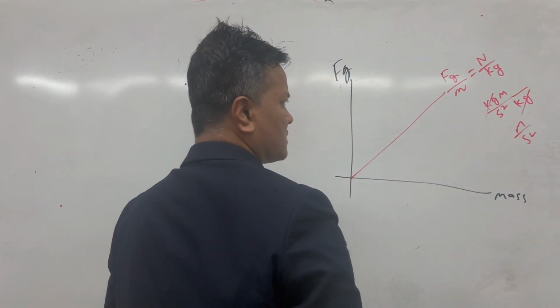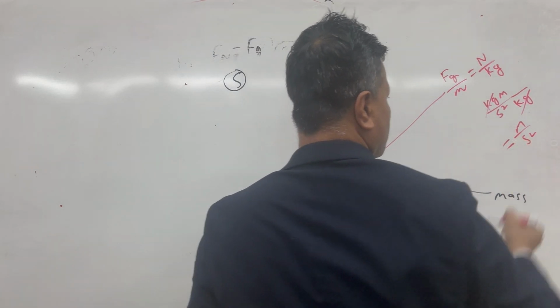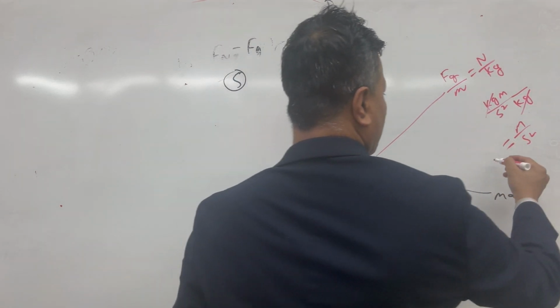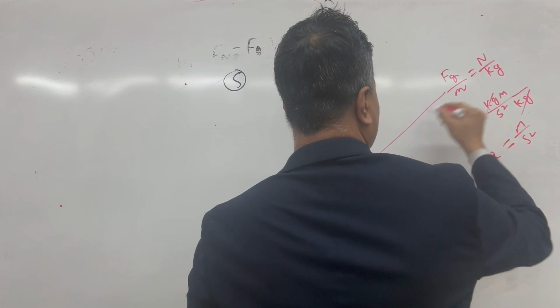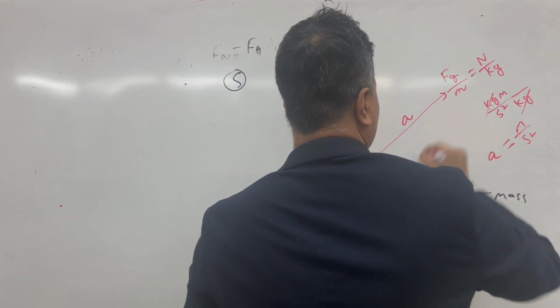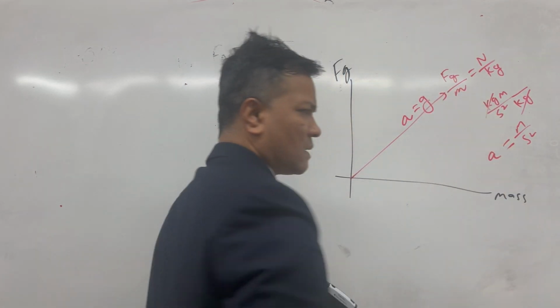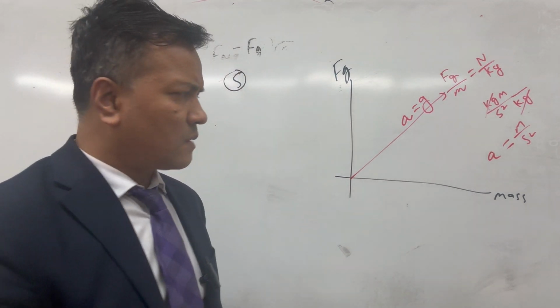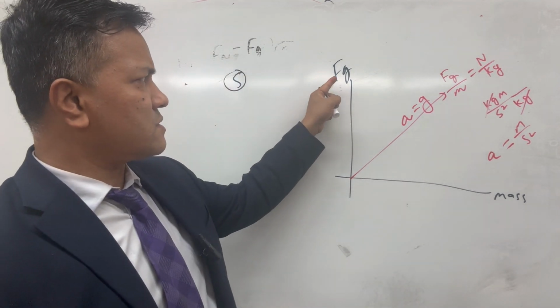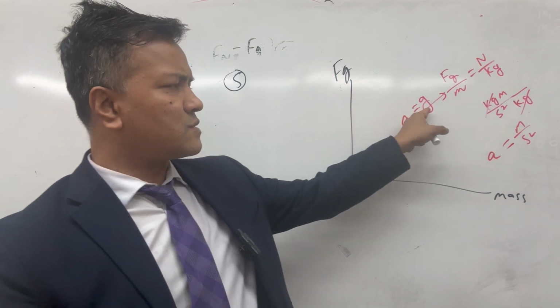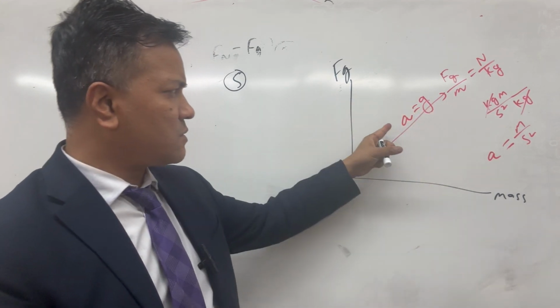What is the name of the quantity whose SI unit is meter per second squared? It is acceleration. This must be acceleration, or you can call it acceleration due to gravity, because this is actually force due to gravity. So this one is supposed to be acceleration due to gravity, but you can also just call it acceleration.